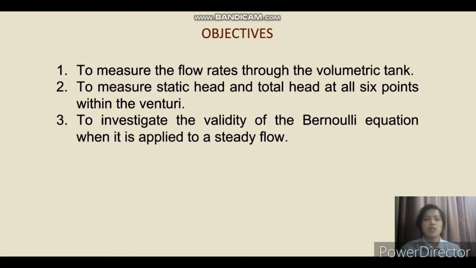So the objective of this experiment is that we need to measure the flow rate through the volumetric tank, and we also need to measure the static head, dynamic head, and total head at all 6 points within the venturi. And we need to investigate the validity of the Bernoulli equation when it is applied to a steady flow.